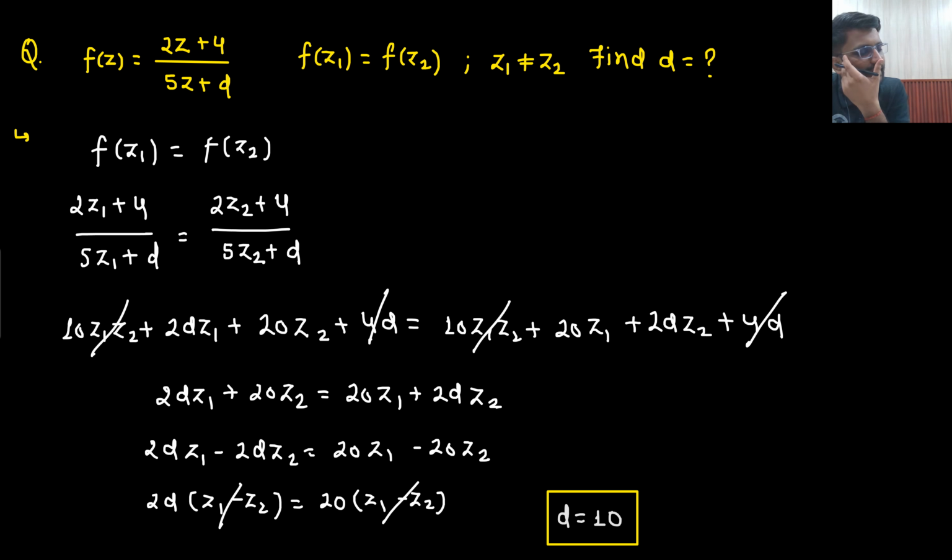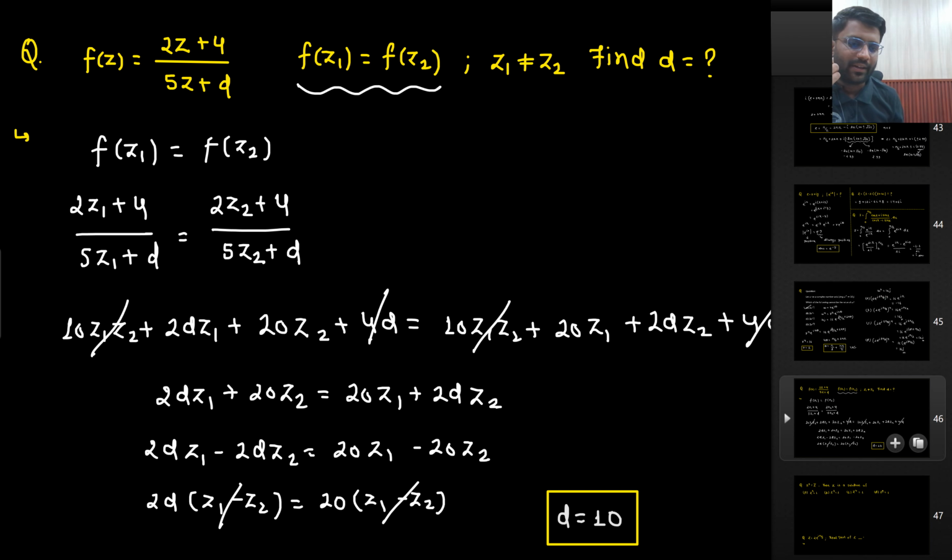I am thinking, is there any other way as well? What is this showing? It is showing that if you put the value of z equals z1 or if you put the value of z equals z2, you will get the same answer. What I mean to say is that they are saying f of z1 equals f of z2.